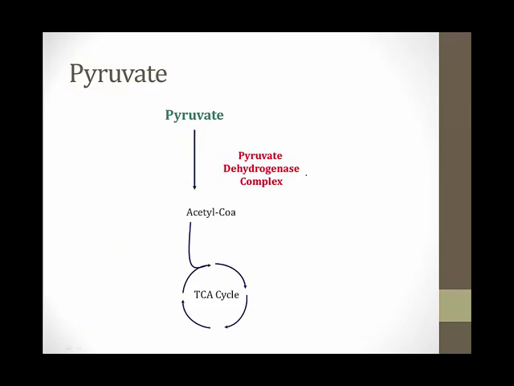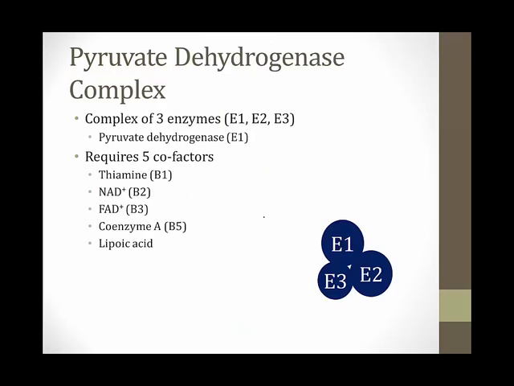Pyruvate dehydrogenase is the prototype of one of the dehydrogenase complex enzymes. It converts pyruvate into acetyl-CoA. Pyruvate dehydrogenase complex is a complex of 3 enzymes. I talk about this in a separate module. The enzymes are contained in subunits called E1, E2, and E3, and it is the E1 subunit that contains the enzyme pyruvate dehydrogenase. And all 3 of these dehydrogenase complexes require 5 cofactors.